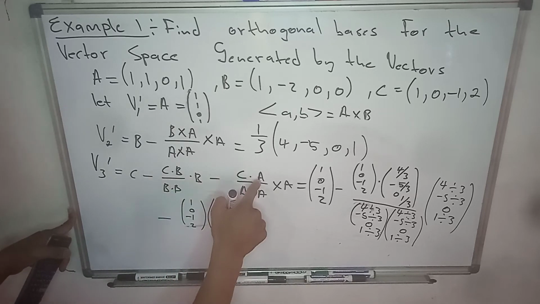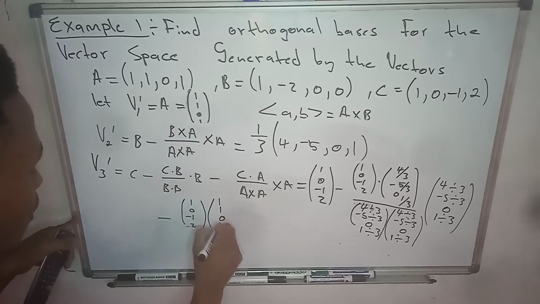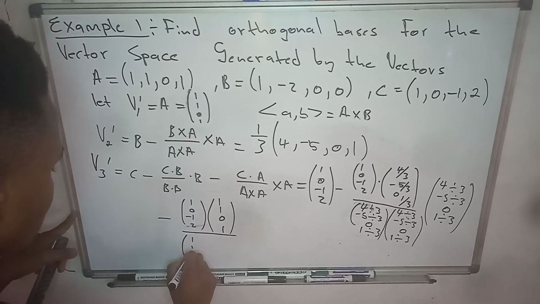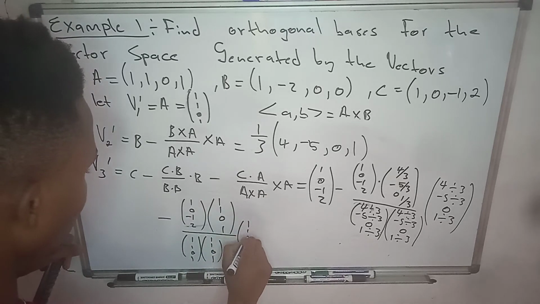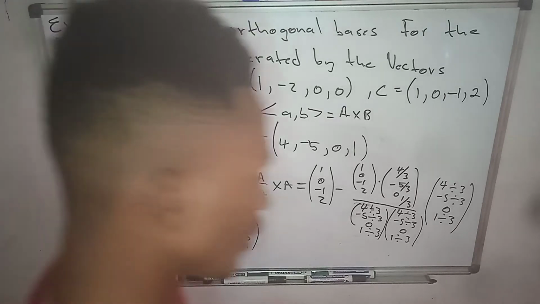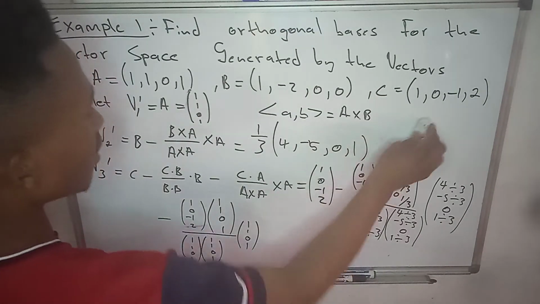But what is our A? Our A, we already found it here, which is 1, 1, 0 and 1, all over 1, 1, 0 and 1. And then even here, 1, 1, 0 and 1. So we have already found our A in this case. Let me erase the first part so that we can begin solving.